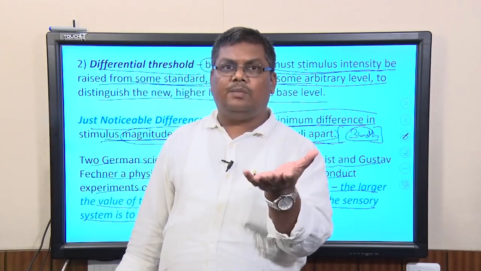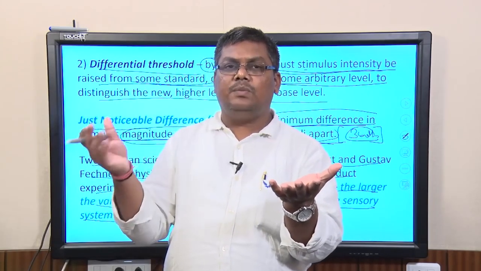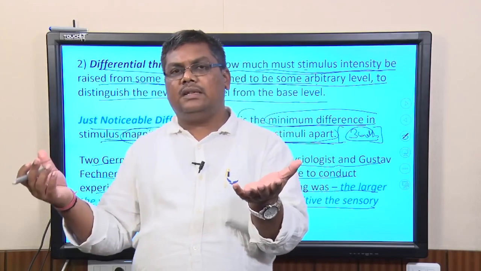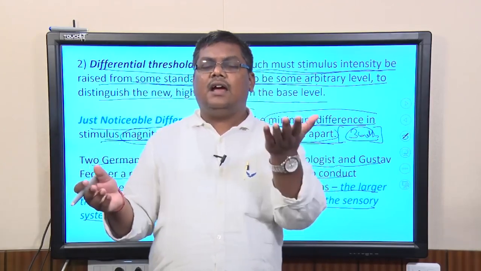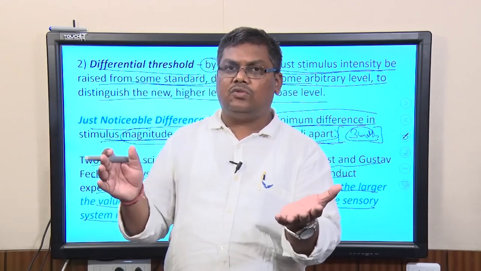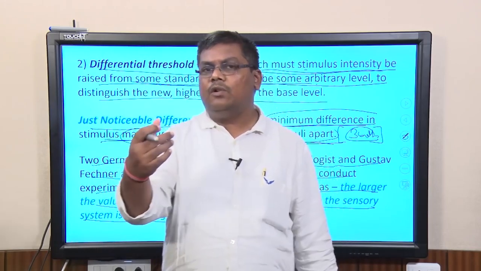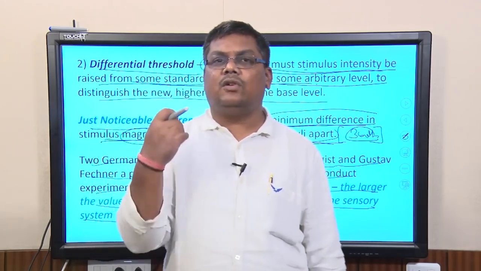But if you have a 100 watt bulb and you want people to see a difference, how many watts should be added so that they can say it has changed? A 100 watt bulb will require maybe a 120 or 140 watt bulb next to it, so that now you can see the change. Let's understand this in terms of a more physical or general concept.